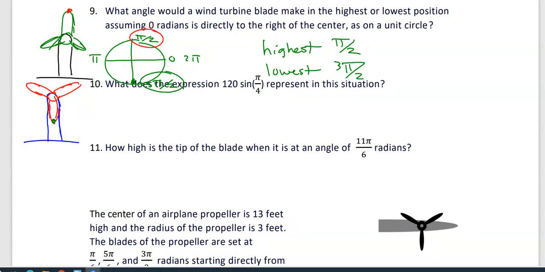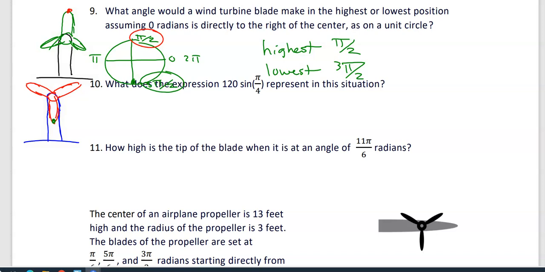So what does the 120 sine of pi over 4 represent? Basically, it's the vertical distance between the center of the wind turbine, which again is about that 200 feet, I believe, and the tip of the blade when the angle is pi over 4. So again, it's basically where the pivot is, about 200 feet above, and the distance from there to the tip of the blade at an angle of pi over 4.